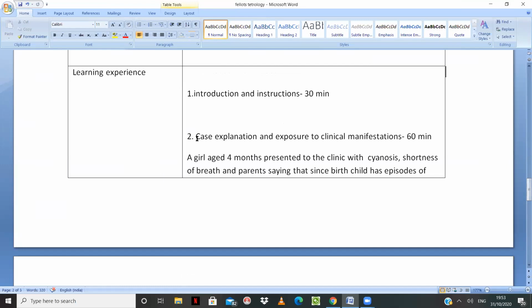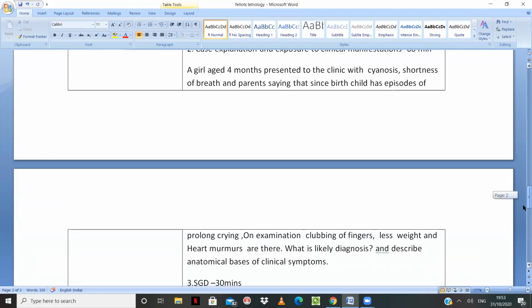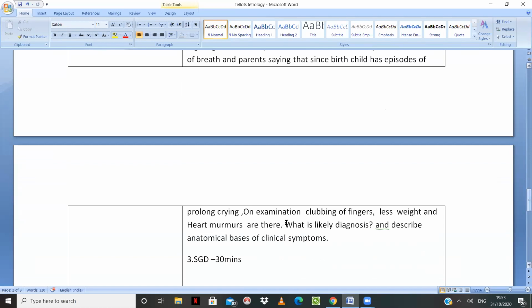Then in the next 60 minutes, the case explanation. The case I have given is a girl aged 4 months who presented to the clinic with cyanosis and shortness of breath, and the parents say that since birth the child has had episodes of prolonged crying. On examination, clubbing of the fingers, low weight and heart murmurs are there. What is the likely diagnosis, and describe the anatomical basis of the clinical symptoms.